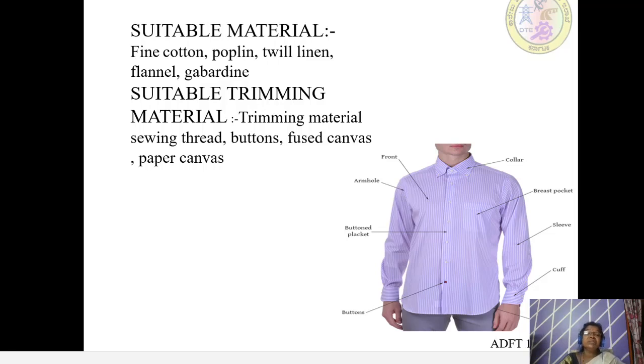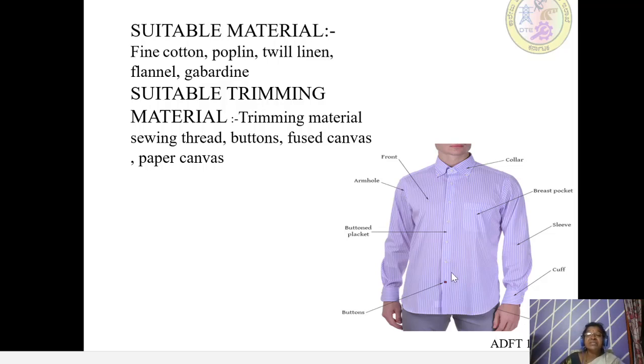Generally, we know the trimming materials because you are in the fifth semester. Already in four semesters you have learned what pattern illustration is, what the materials are, and what the trimming materials are. The common trimming materials we are using are matching color sewing thread, buttons, fuse canvas, paper canvas. If you want to attach a zip for the pocket, you can select a zip.